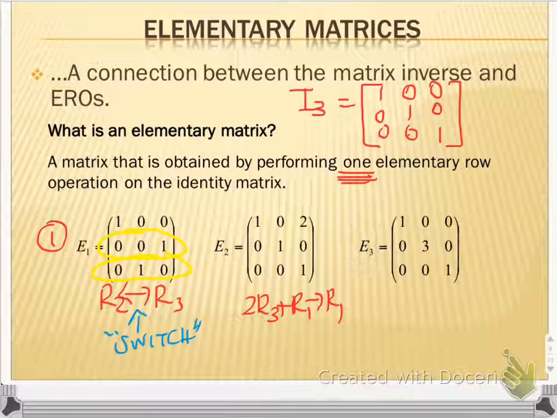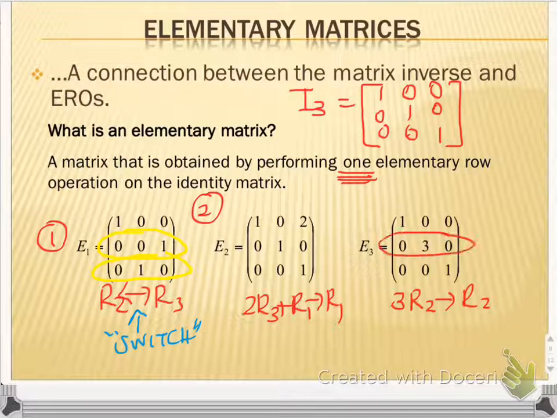And so again, this is an example of an elementary row operation, because it was just one elementary row operation on the identity matrix. And then last, what does it look like? Well, it looks like here we took 3 times R2 and produced a new R2. Again, it's just one single elementary row operation. So these 3 examples are elementary matrices. Okay, these 1, 2, and 3 are elementary matrices.